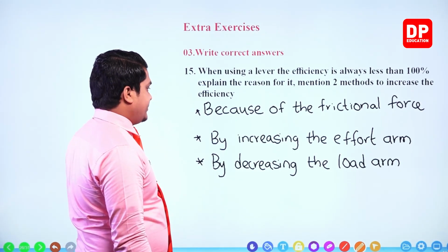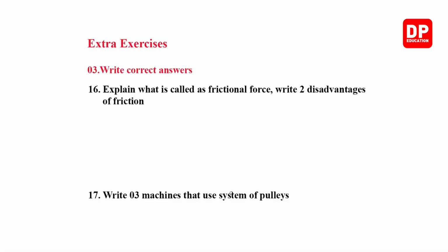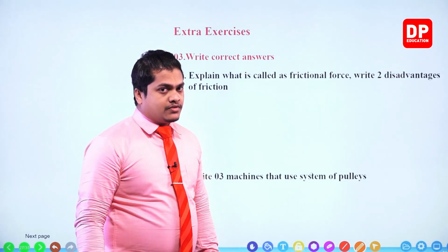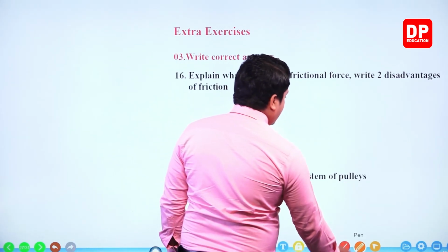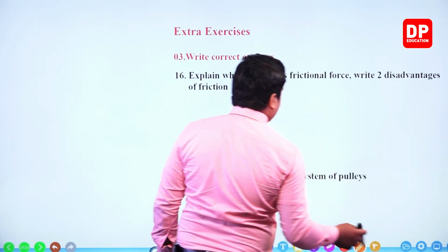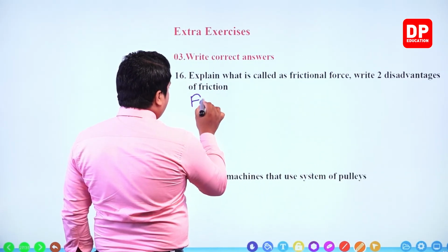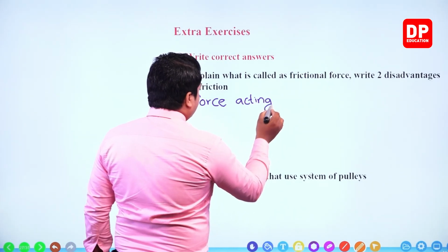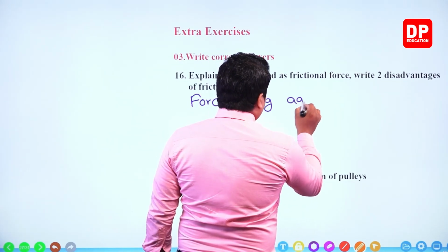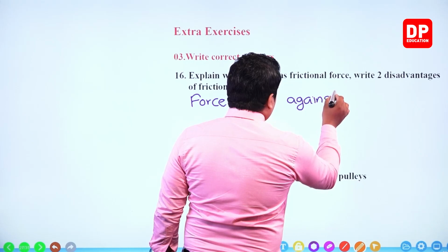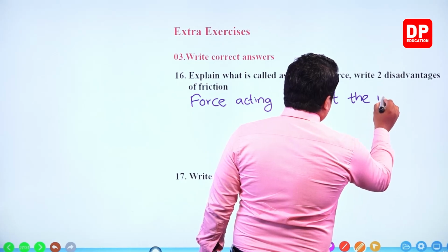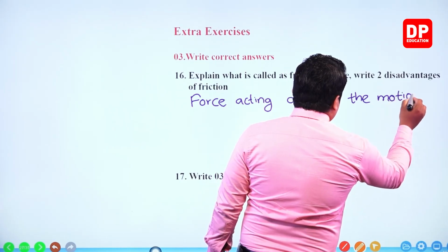Right. Next question then. Explain what is called frictional force. Write 2 disadvantages of friction. Very simple, my dear children. I have explained to you about the frictional force. Can you remember? So, frictional force means it is the opposite force, or the force acting against the motion of an object.